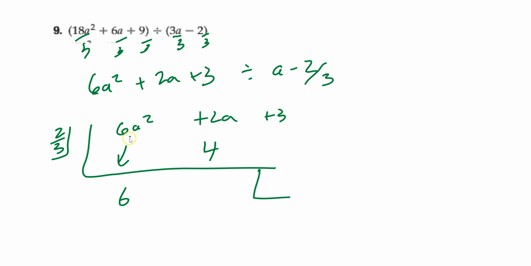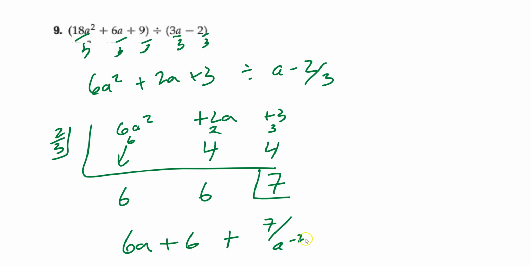Add down. Again, we're doing the coefficients. I didn't write it because I'm lazy, but you're supposed to do coefficients. So you get 6. 6 times 2/3 is going to be 4 again. 3 plus 4 is 7. And again, 1 power less, so 6a plus 6 plus 7 over what we divided by, and we divided by a minus 2/3. Right, so again, totally fine answer. It's an equivalent fraction. We just reduced it, so that's all good.